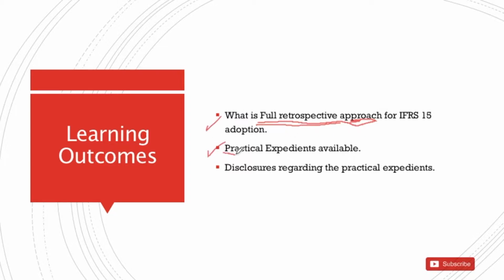The practical expedients available. We will discuss the practical expedients, which are some practical exemptions available under the standard in order to facilitate any practical issues in the implementation of the IFRS. And the third point we will discuss is the disclosure requirements if we apply any practical expedient. So this video will be based on these three areas or subjects.